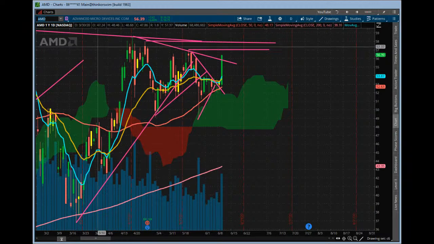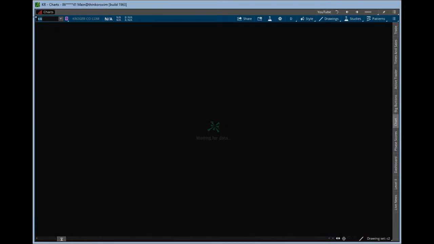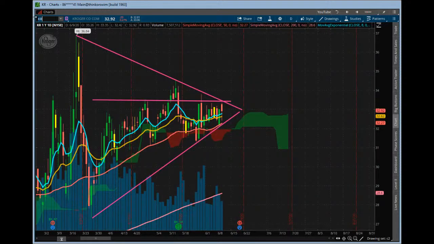And then Kroger, I think we just looked at that one already, but super duper tight triangle, right? So the apex of that triangle comes in right about earnings time.